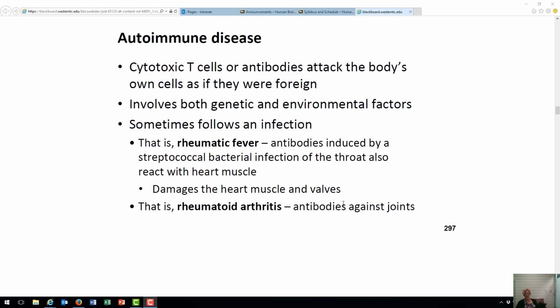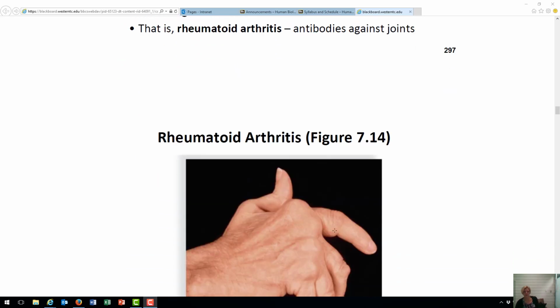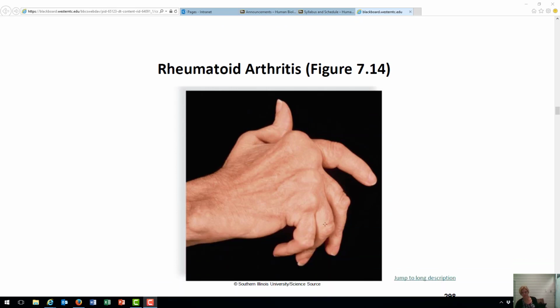Sometimes we see antibodies attacking the joints. In people with rheumatoid arthritis, antibodies are formed that attack the joints and the connective tissues and cause swelling and deformity in the joints. And that is a chronic illness that some people face. And again, to treat that, we have to suppress the immune system. Here's an example of a person whose joints have been damaged by their own immune system, causing that deformity.